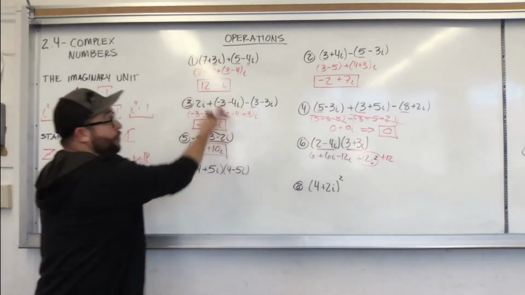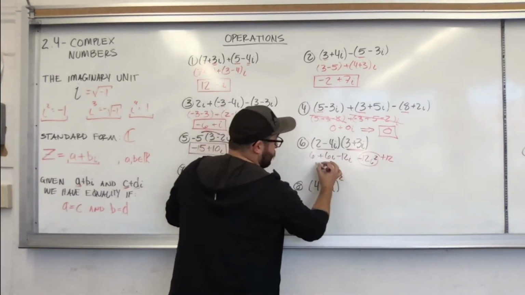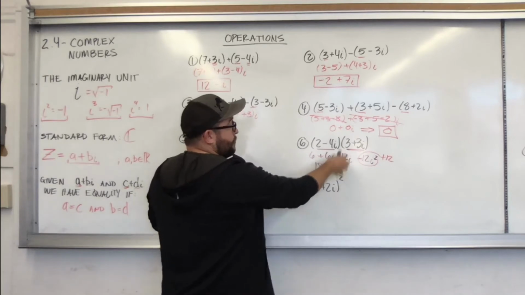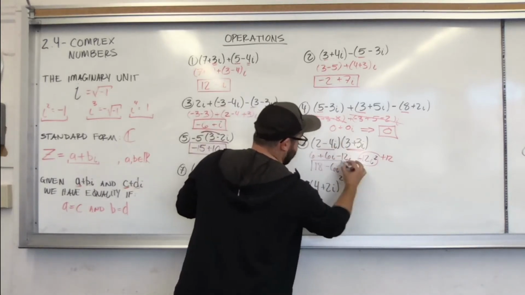Well, now like before, it's just a problem of addition and subtraction. I have my 6 and 12, which is 18. Then 6i, but I lose 12 of them, so minus 6i.